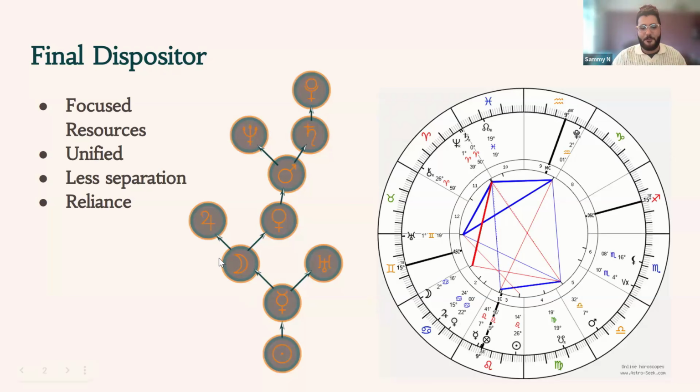Okay. So both Jupiter and Venus would answer to the moon because they're in the moon sign. Then Mars answers to Venus. Mars is in Venus's sign. And then we have Saturn and Neptune in Mars's sign, and then Pluto in Saturn's sign. So this is a relatively very clean and tidy tree.